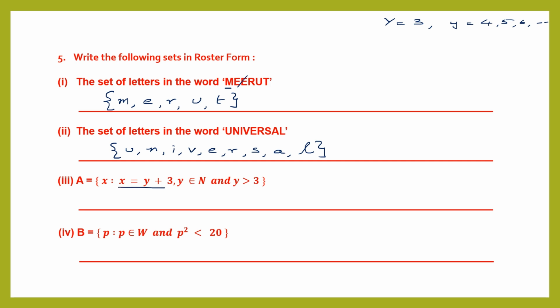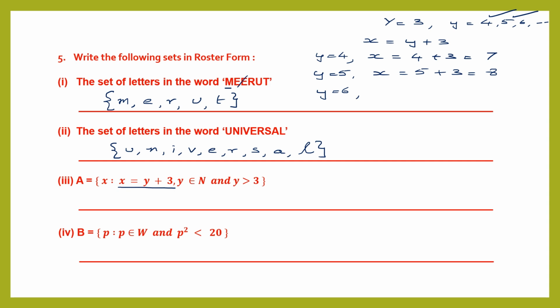Now it says x is equal to y plus 3. So in the place of y, let's put the first number 4. So if y is equal to 4, then x will be equal to 4 plus 3, which is 7. Let's take the next number, 5. If y is equal to 5, then x is equal to y plus 3, which is 5 plus 3, which is 8. Now, if y is equal to 6, then x is equal to y plus 3, that is 6 plus 3, which is 9, and so on.